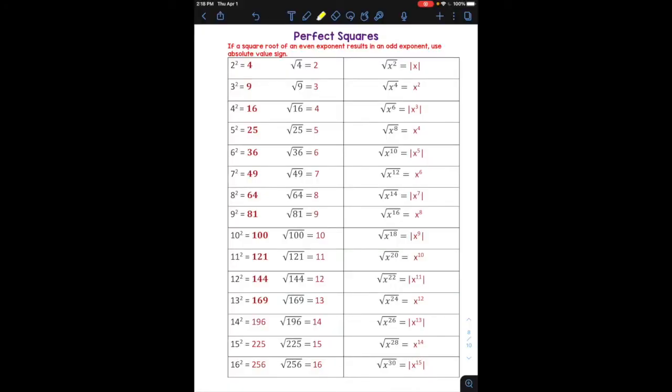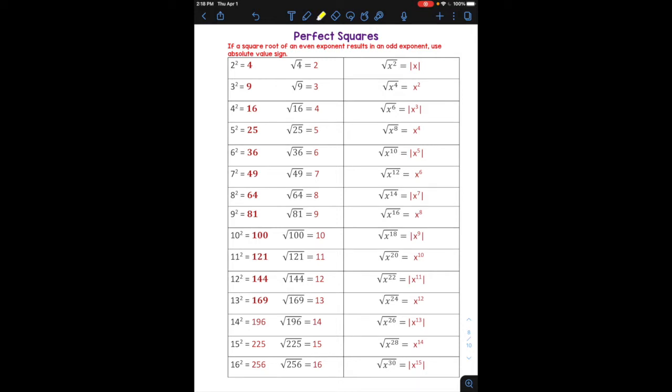Guys, today's lesson is on simplifying perfect squares, which we have done in the past. However, in this new section, we will be dealing with taking the square root of variables as well as numbers. So on the left side, in the column on the left, how do we get a number that's called a perfect square? Well, a perfect square is a number that results in squaring another number.